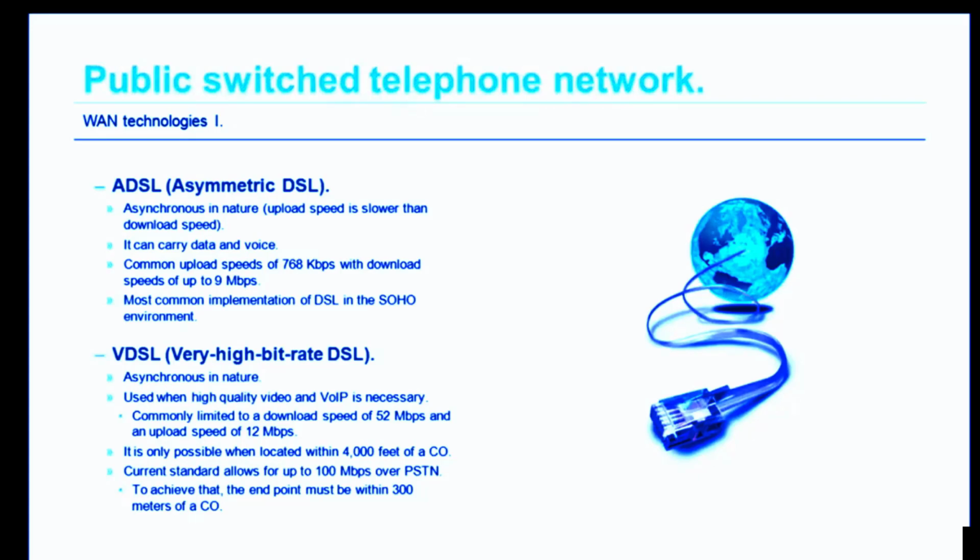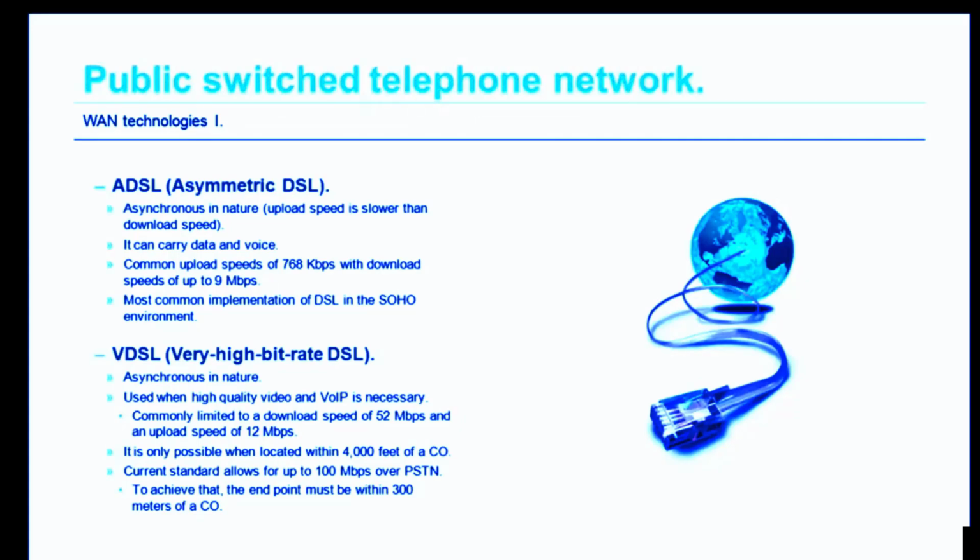Last up for DSL is VDSL, or Very High Bitrate DSL. It's asynchronous in nature as well. It's used when high-quality video and voice over IP is necessary. VDSL is commonly limited to download speeds of 52 megabits per second with an upload speed of 12 megabits per second.